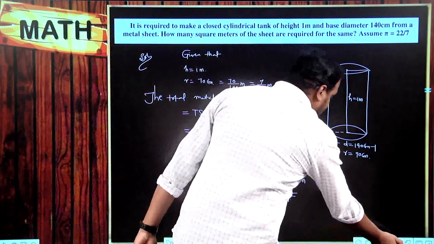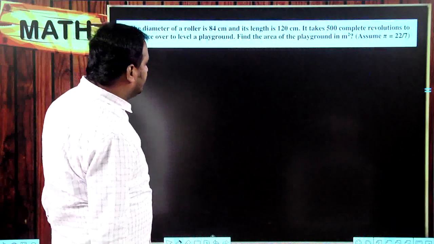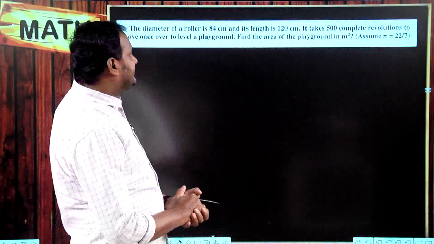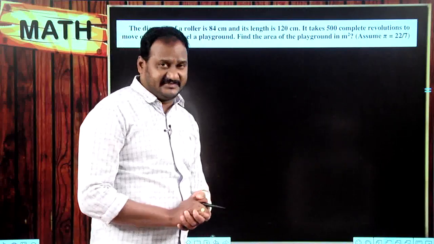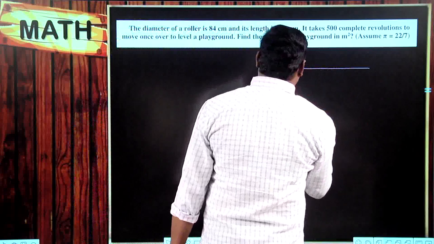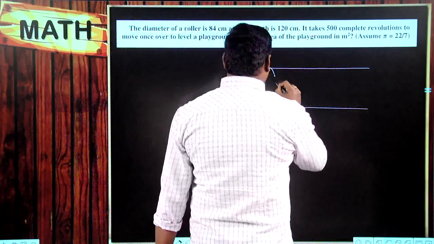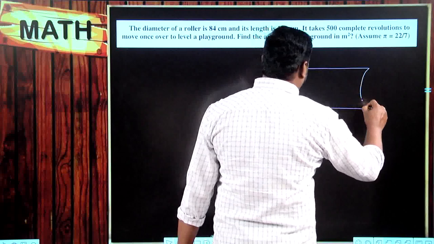Next, let us move on to the next problem. Here the next problem is: the diameter of a roller is 84 centimeters and its length is 120 centimeters. See, I am going to draw one roller here. So, the roller is in the shape of a cylinder, right? So, it is a right circular cylinder, it is a roller.